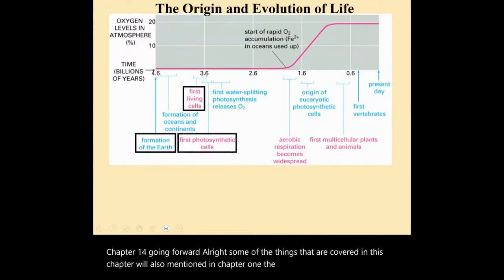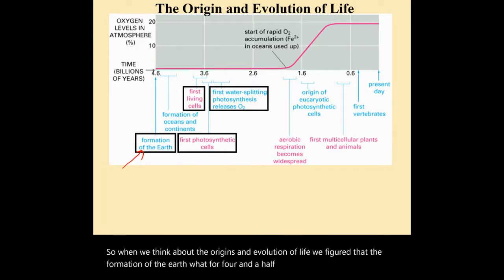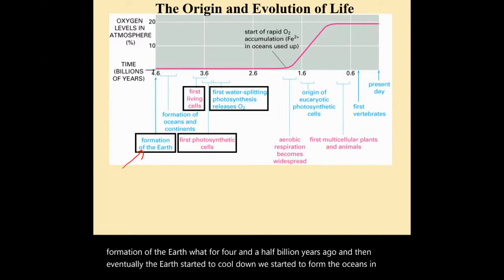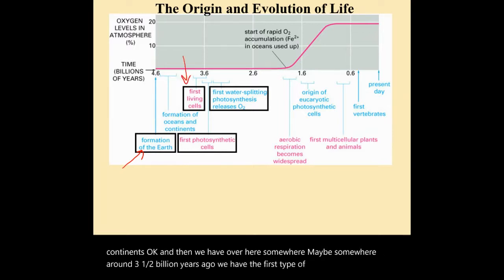So when we think about the origins and evolution of life, we figure that the formation of the Earth was 4.5 billion years ago, okay? And then eventually the Earth started to cool down. We started to form the oceans and the continents. And then over here, somewhere around 3.5 billion years ago, we have the first type of cell, correct? The first type of cell.